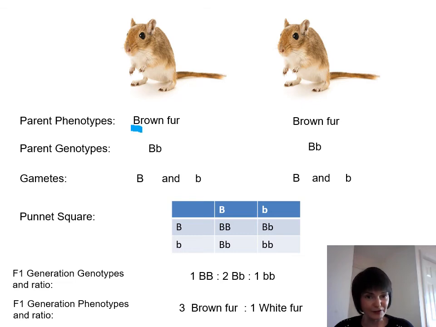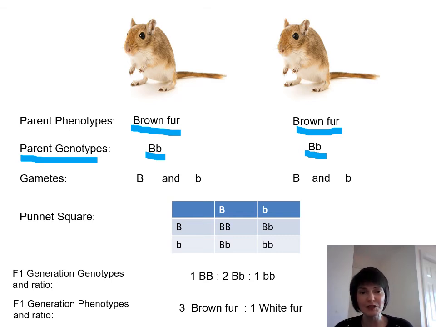So we've got brown fur for phenotype, brown fur for phenotype, parental genotypes. So they are big B, small b, big B, small b. And again, you're questioning, well, why are they not big B, big B? But again, we have to look at the offspring, the babies that they produce. When you cross two heterozygous individuals, they are going to produce a mix of brown fur and white fur offspring. So we've got the gametes.